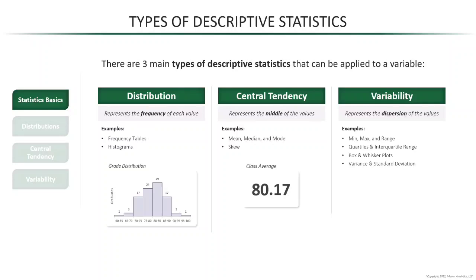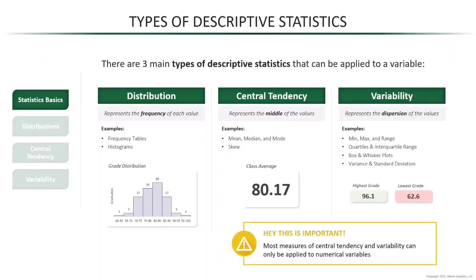Now, some of these words aren't as universally well known as the mean, so don't worry if you don't understand them yet. But the idea here is that if the measures of central tendency reduce a bunch of numbers into a single point, like 80.17, then these measures of variability give you some context as to how spread out the numbers actually are around that number. For example, the highest and lowest grades that we showed earlier. And as a quick disclaimer, most measures of central tendency and variability can only be applied to numerical variables, so that's where we're going to be focusing them on.